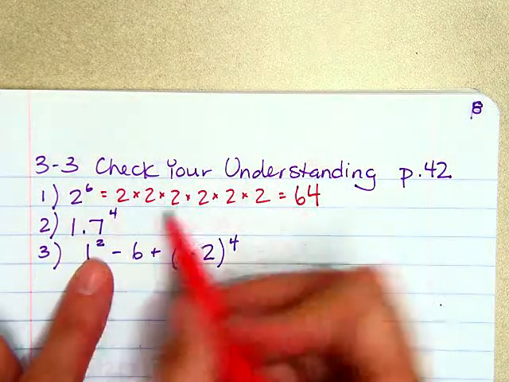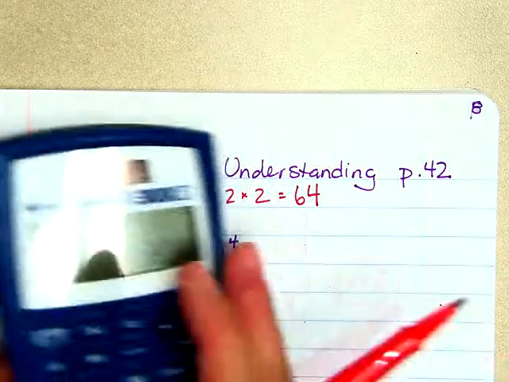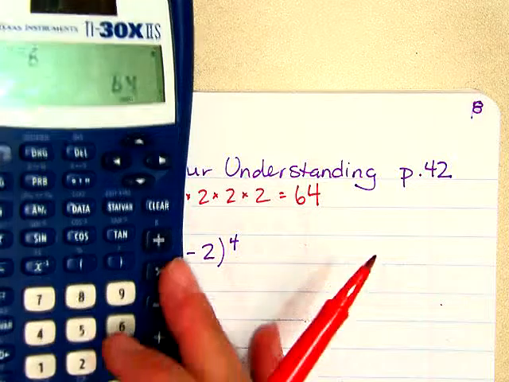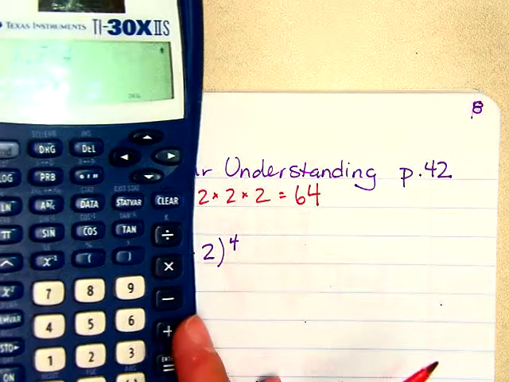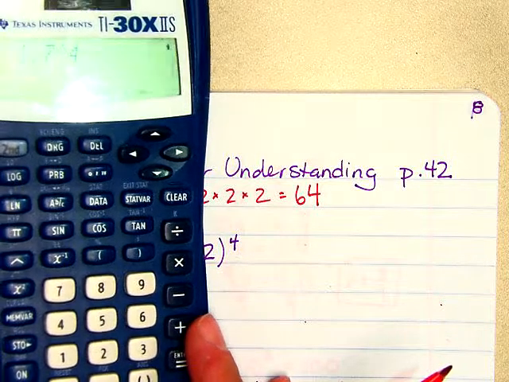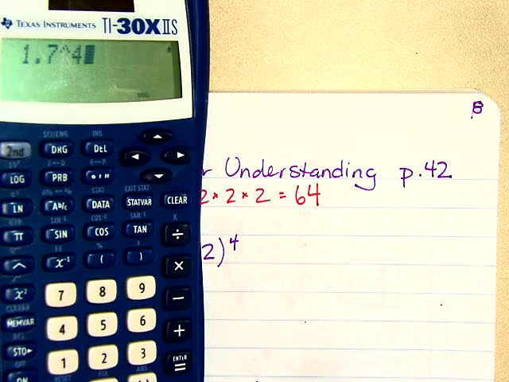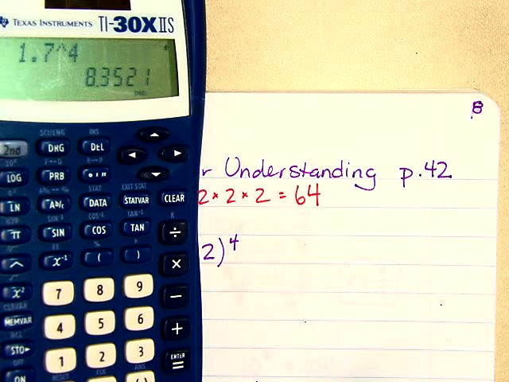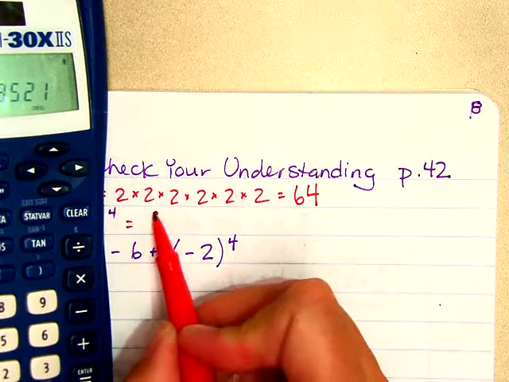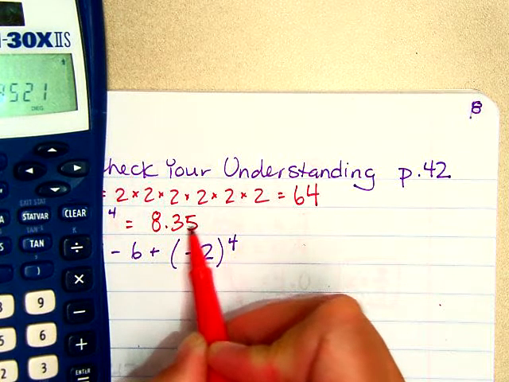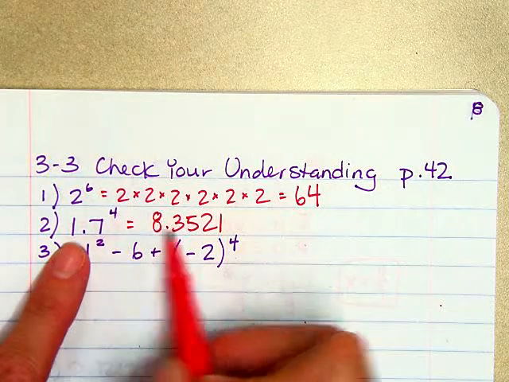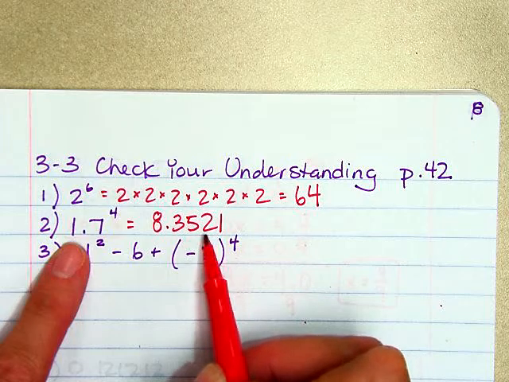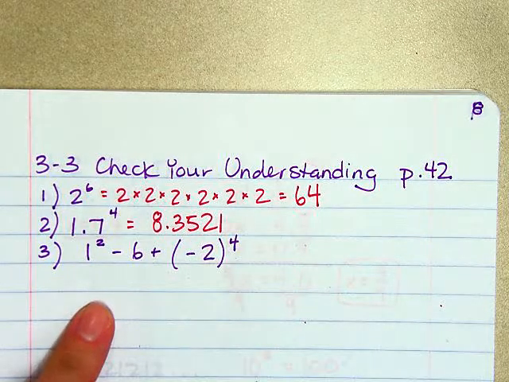So I'm not even going to bother expanding out the 1.7 to the 4th. I'm going right to my calculator, 1.7 to the 4th. So, the glare is so bad. 1.7 to the 4th equals, I have to write that whole thing. Because if you did expand this, I would have 4 decimal places. So I need to make sure that I have all of it, that I don't round that in any way.